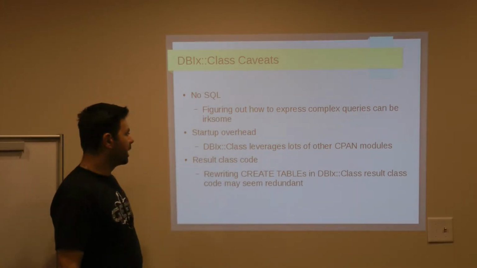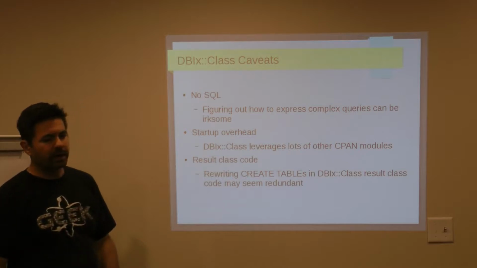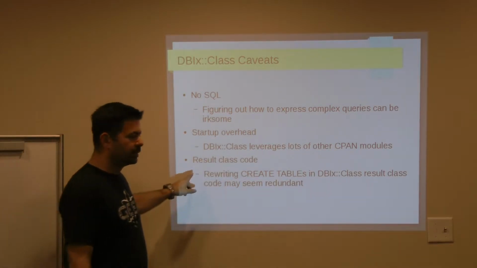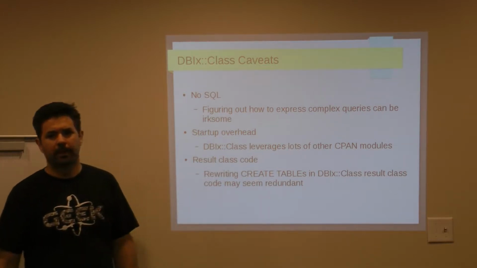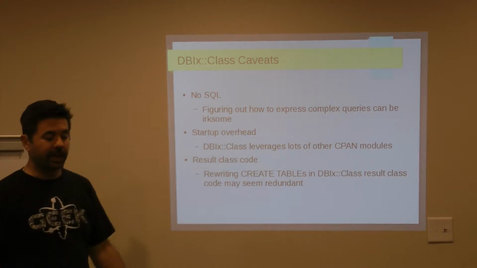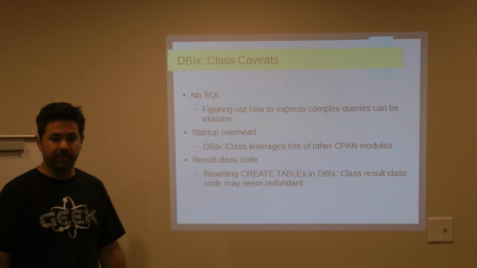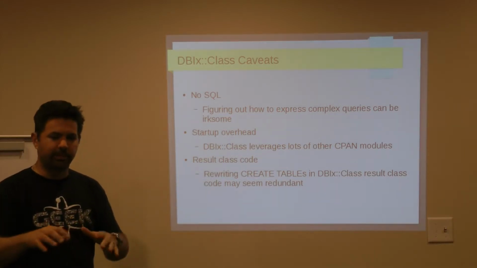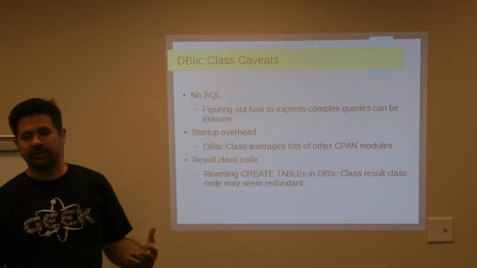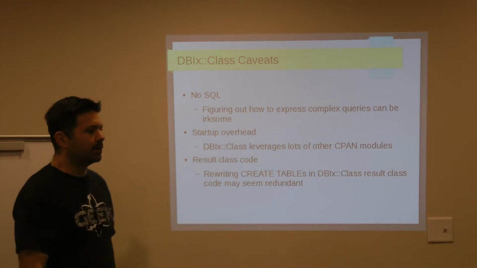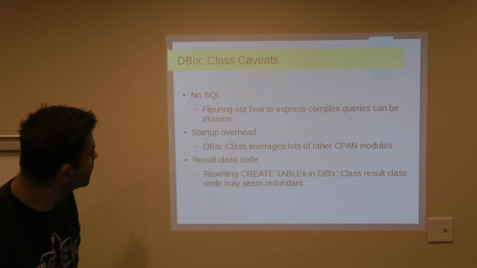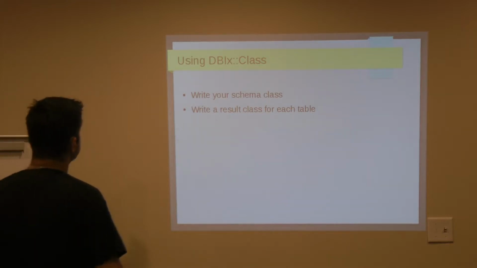Writing the result class code. This is essentially writing the code that wraps around each table. This can be tedious. It doesn't have to be. We'll talk about that in a minute, but it can be tedious. And if nothing else, it seems redundant, because you already wrote create table in SQL to create your table. And now it seems like you're doing almost the same thing when you write your result class code in DBIx class.